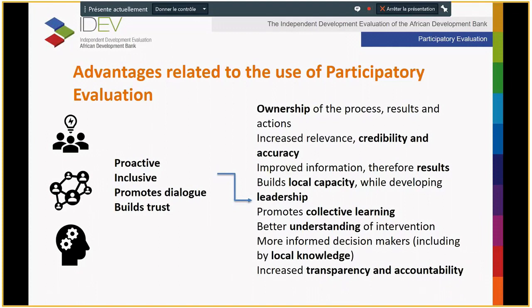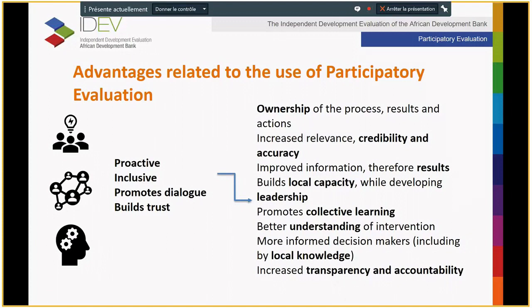Diversification is important at different stages of the evaluation: when defining the questions, analyzing the information collected, coming up with the recommendations, and also the actions that are to be undertaken. So it's really an interesting tool in that sense. Participatory evaluation also contributes to creating capacity among local participants and clients. So capacity building is also an interesting advantage. Learning is also promoted through this method.